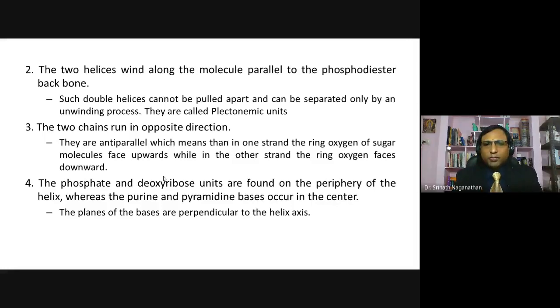So the phosphate and the deoxyribose units are found on the periphery of the helix, whereas the purine and pyrimidine bases occur in the center. That means they are actually joined in between. In this, the plane of the bases is always perpendicular to the helical axis.